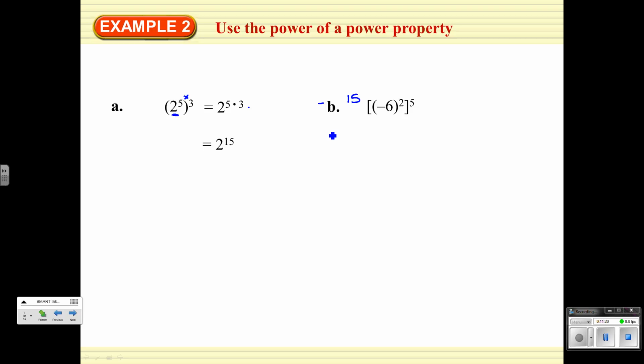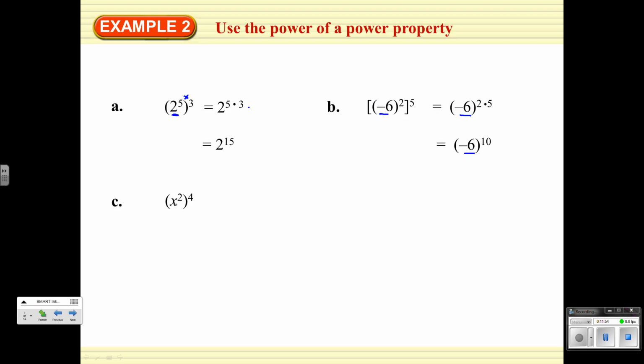Next example is -6. Okay, so first thing we have to do is identify my base. What's my base in this example? Okay, my base would be -6. And my exponents, this one is 2, this one is 5. So I'm going to do 2 times 5, but my base is going to stay the same. I'm going to have -6 to the 10th. So notice my base didn't change. All I did was multiply my exponents. Okay, good with that? Write down questions if you have them.